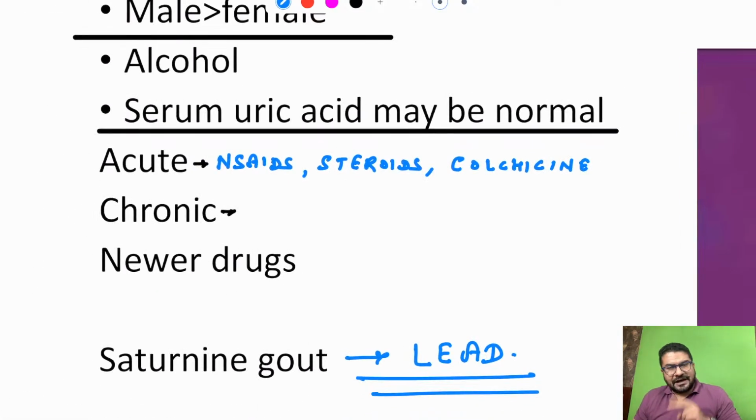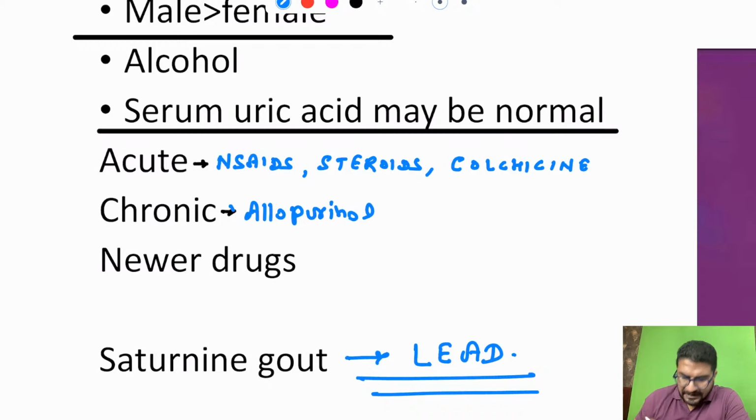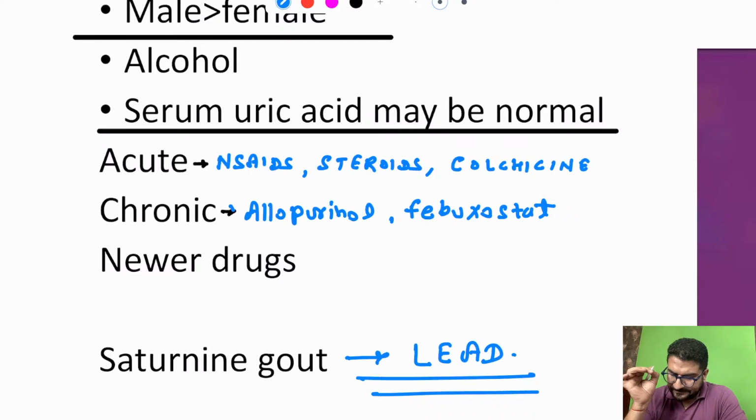In chronic gout we have two options. Either do not let uric acid be produced, so stop the production of uric acid. For this we need to inhibit the enzyme called xanthine oxidase. So we give xanthine oxidase inhibitors like allopurinol, and a new drug called febuxostat. By new I mean this is a newer xanthine oxidase inhibitor compared to allopurinol.